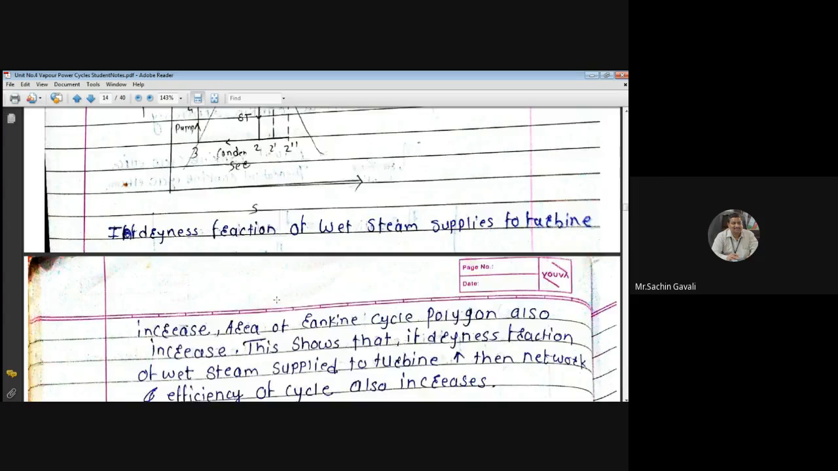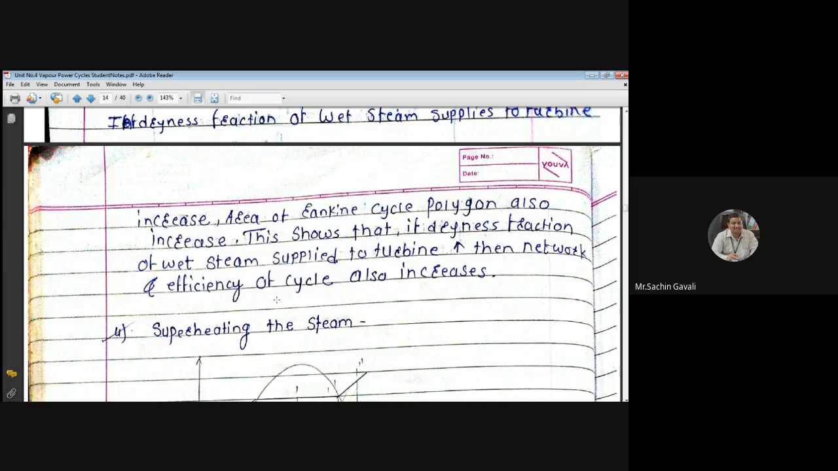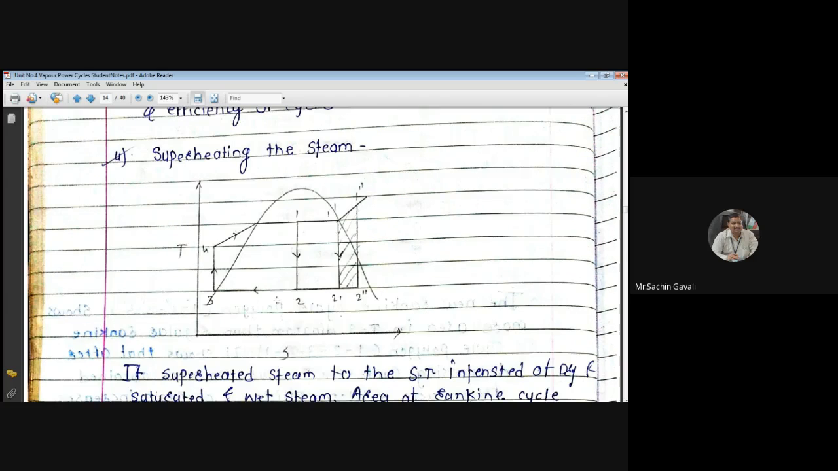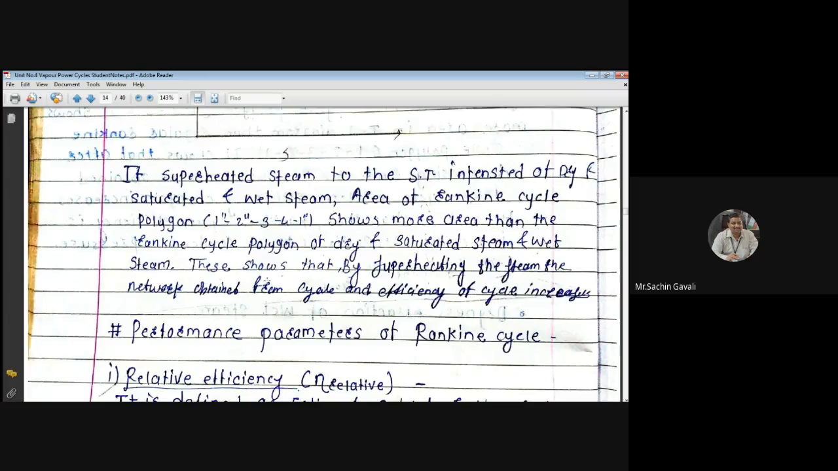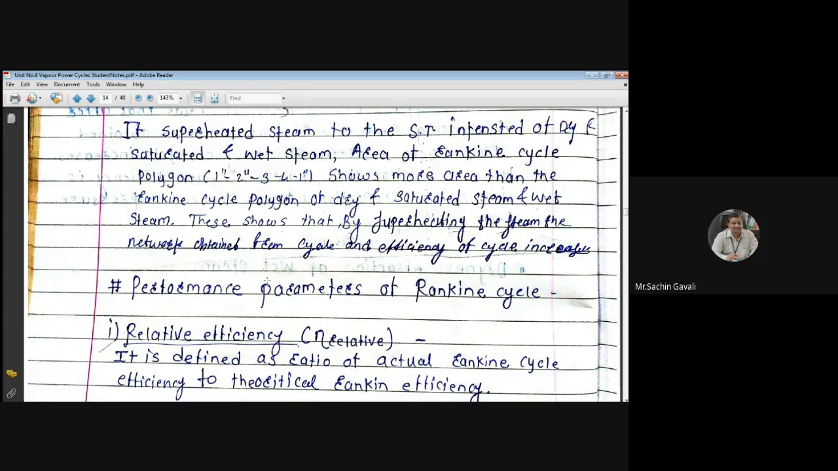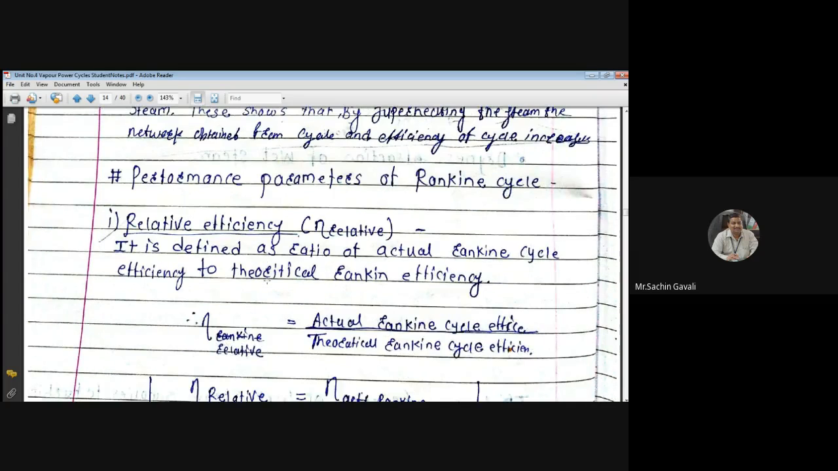and therefore as the wet steam dryness fraction increases, the efficiency of the cycle also increases, and obviously superheating the steam. So wet steam, less work we will get, less efficiency. Dry and saturated steam, medium efficiency, and superheated steam, maximum efficiency. So that way I think we have completed. Then afterwards we have defined the 3 performance parameters required for our numericals.